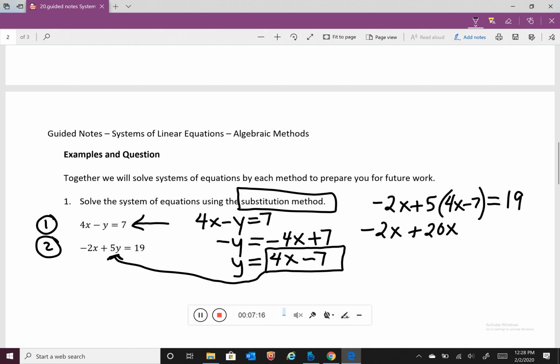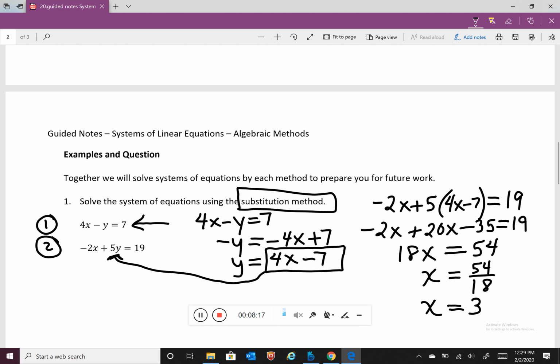And then in order to solve for x, we need to divide by 18. And 54 divided by 18 gives us a positive 3. Now x is equal to 3, but remember we're trying to find the solution to the system. So we not only need x, we also need y.